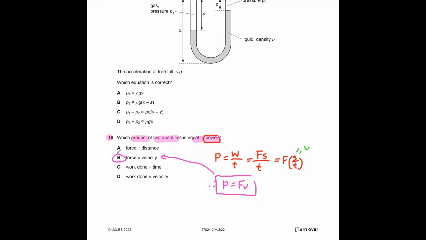The rest of it is not really relevant. If you're talking about force times distance, this is actually work. Work done times time, this one doesn't really relate to anything. Work done times velocity also doesn't relate to anything. So the answer here is just B.